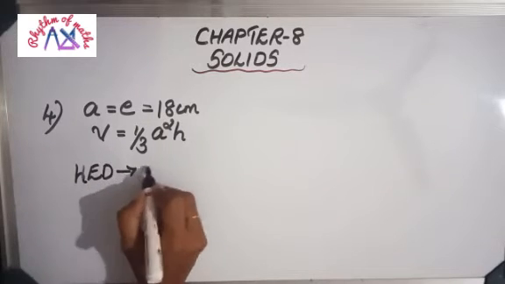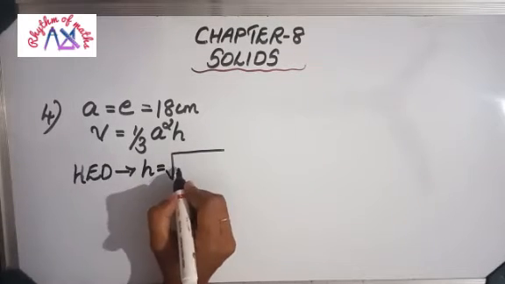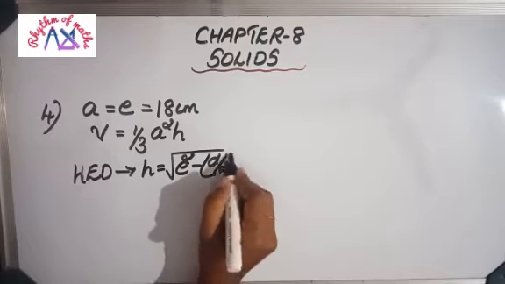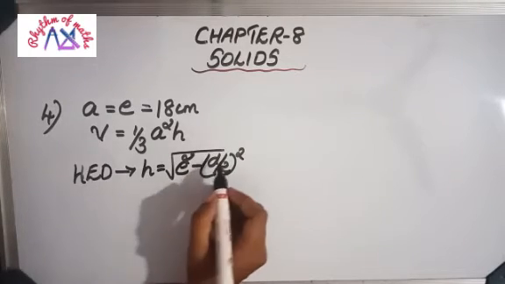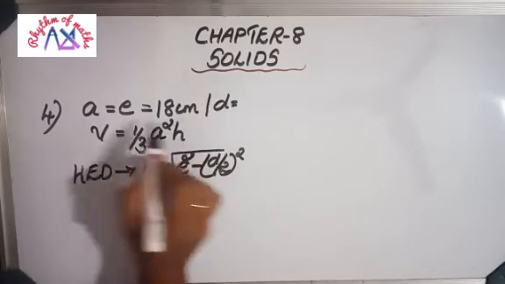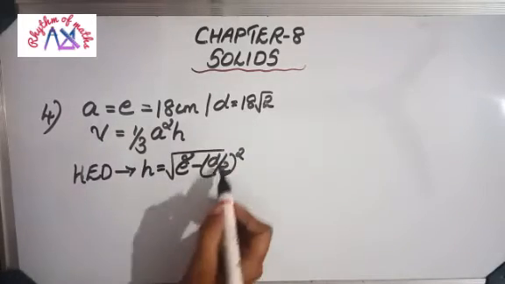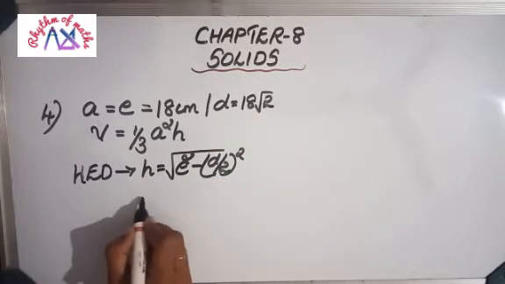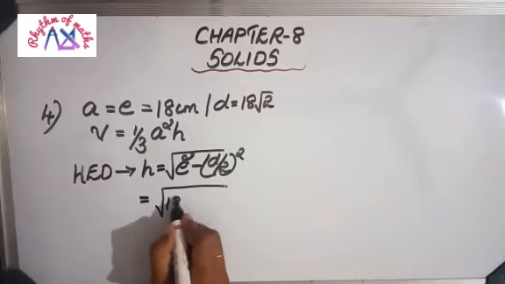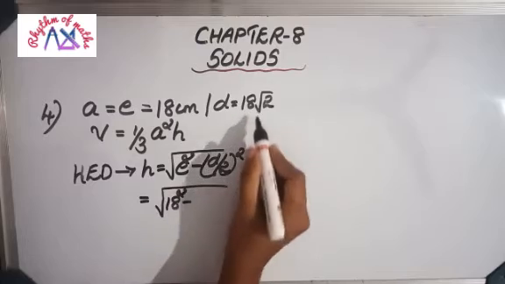Okay, from this, h is equal to root of, e is the hypotenuse, so e square minus d by 2 whole square. So what is d here? D is equal to a root 2. A root 2 means 18 root 2. Okay, D is 18 root 2. Now let's apply the values. E is 18. So 18 square minus 18 root 2 by 2.